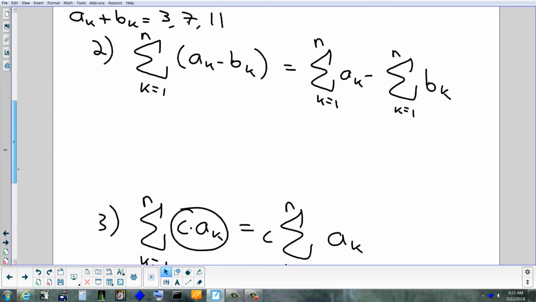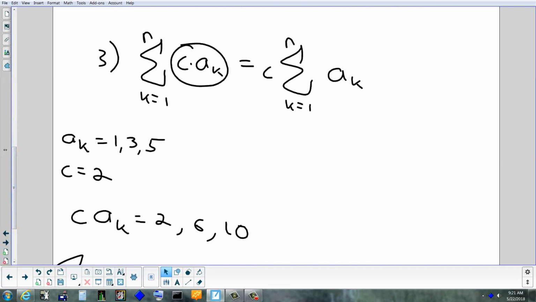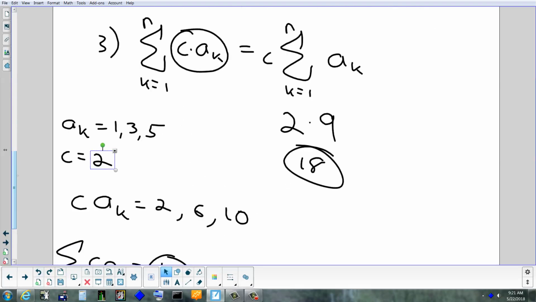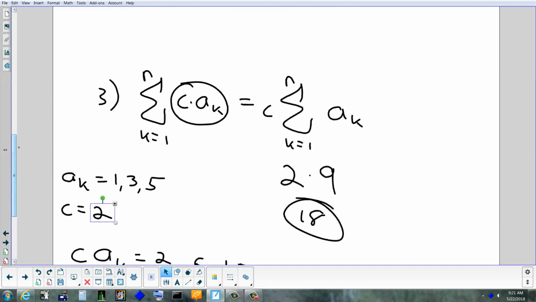Now, the way on the right, let's see, it says you handle the summation first. So first, add up all the numbers in sequence A, and then multiply by C. So let's do it that way. 1 plus 3 plus 5 gives me 9. My value for C is 2. 2 times 9, 18, 18. So when you have a sequence multiplied by a constant, the trick, you can put the constant in front.